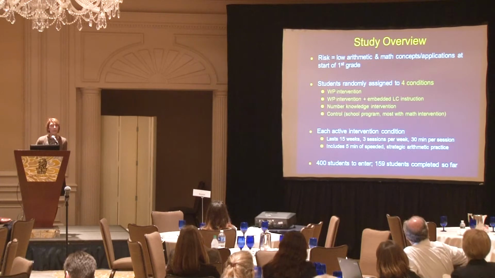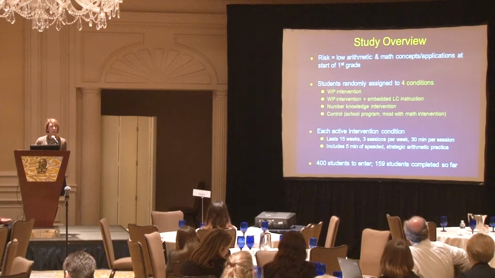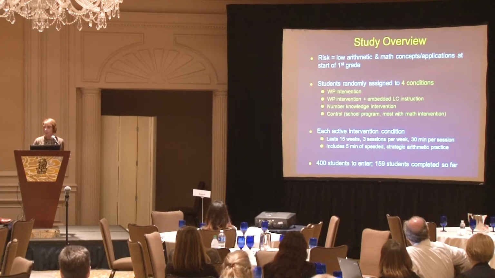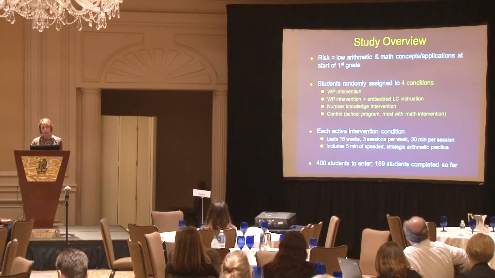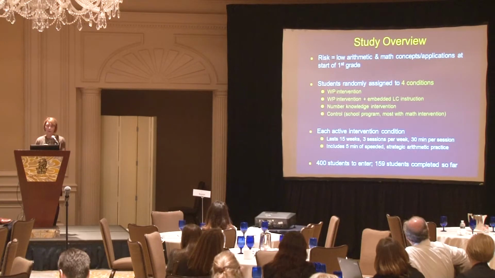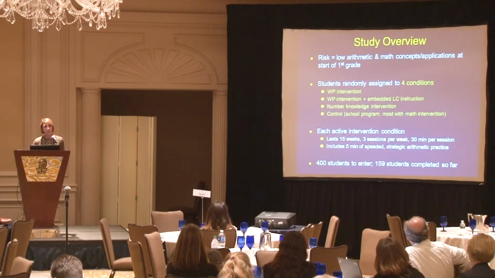So a brief overview of the study: we defined risk as low arithmetic and low math concepts and applications at the start of first grade. Students were randomly assigned to conditions: word problem intervention with embedded language comprehension instruction, number knowledge intervention, which I'll explain in a minute, and a control group, which was the school's typical program. Each active condition lasted 15 weeks, 3 sessions per week for 30 minutes per session. And each of the active conditions included 5 minutes of speeded strategic arithmetic practice so that we could control for a focus on the arithmetic that was required in word problem solving. So 400 children will enter this study. I'm going to tell you about results to date on the first 159 students who've completed.